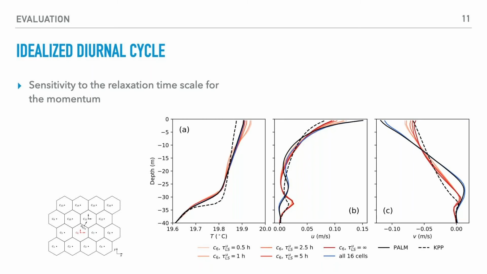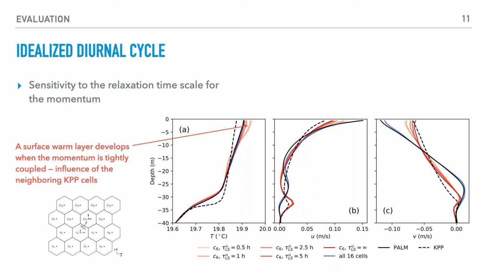And you can try different levels of tightness of coupling the momentum by adjusting the relaxation time. As the coupling becomes tighter, you start to see this surface warm layer develop. This represents some artificial influence from the neighboring KPP cells. So this is an issue we are going to address in future work. But here, by using a loose coupling, with a coupling relaxation time of 5 hours, we reduce this effect.